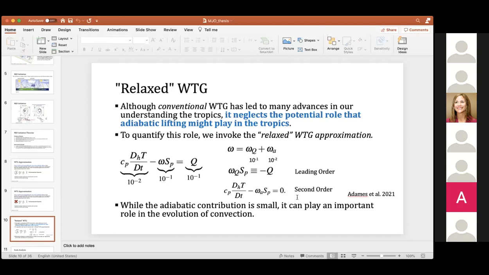But then we also get a second order equation, which shows that the temperature evolution, or these small temperature fluctuations, are balanced by the vertical advection of dry static energy by adiabatic motions. And although these vertical motions are a lot smaller than diabatic motions, about one scale order smaller, we hypothesize, and it's been shown in observations, that they do play an important role in the evolution of convection. So in our study, we decide to not neglect the temperature tendencies.